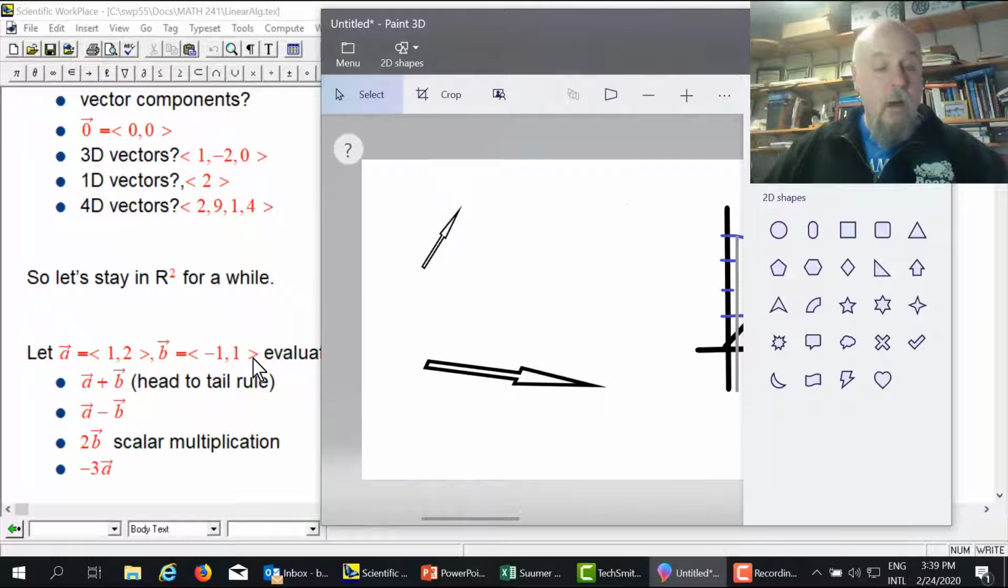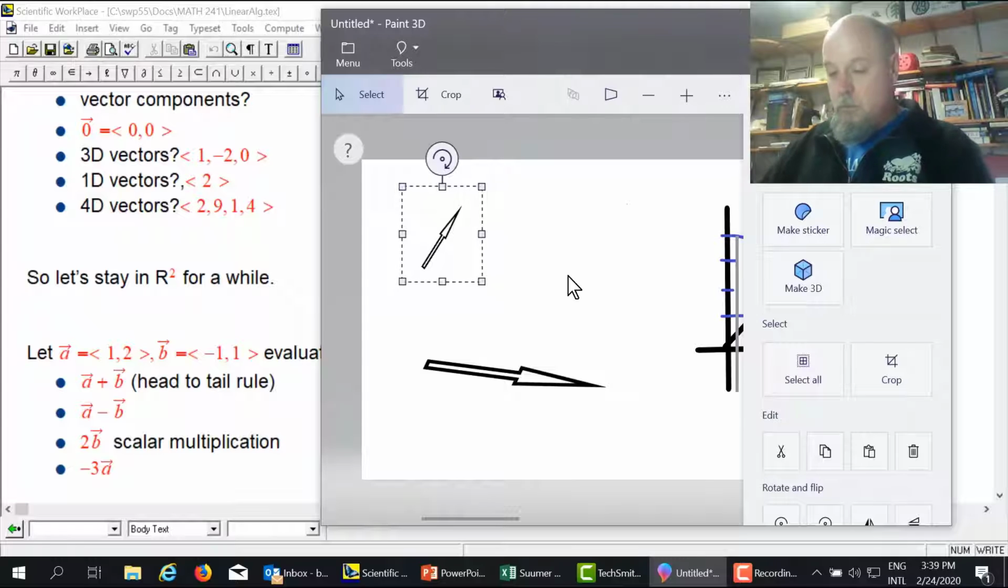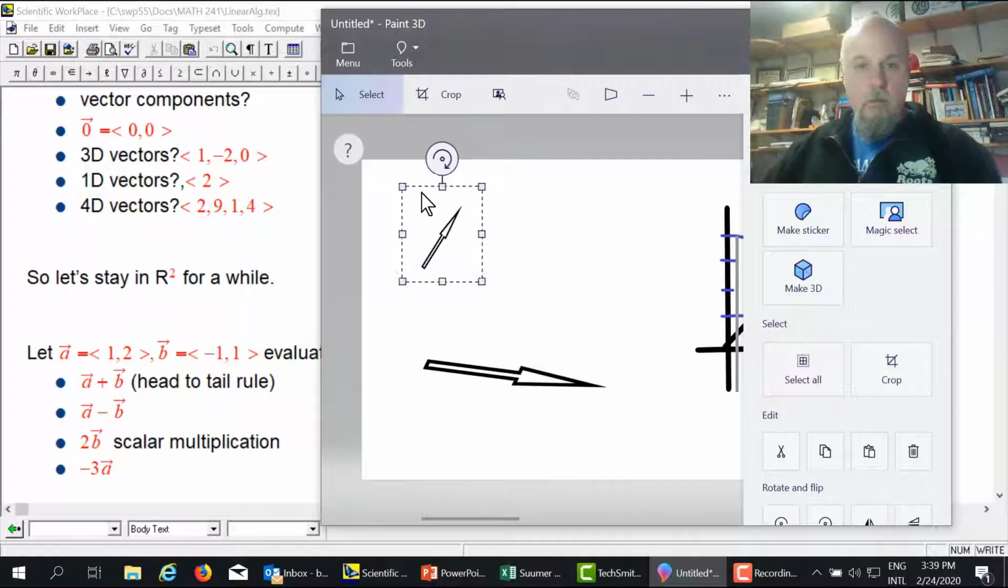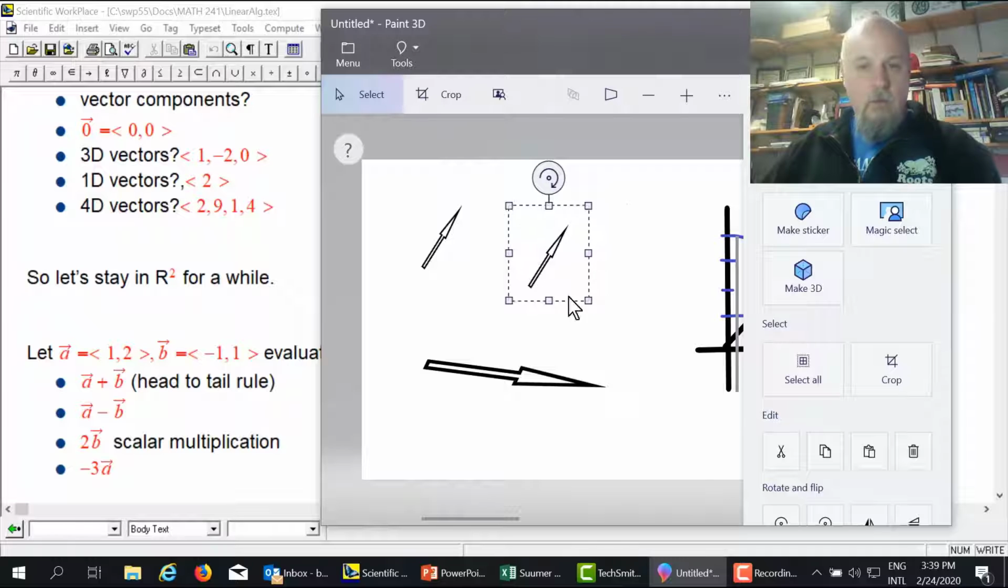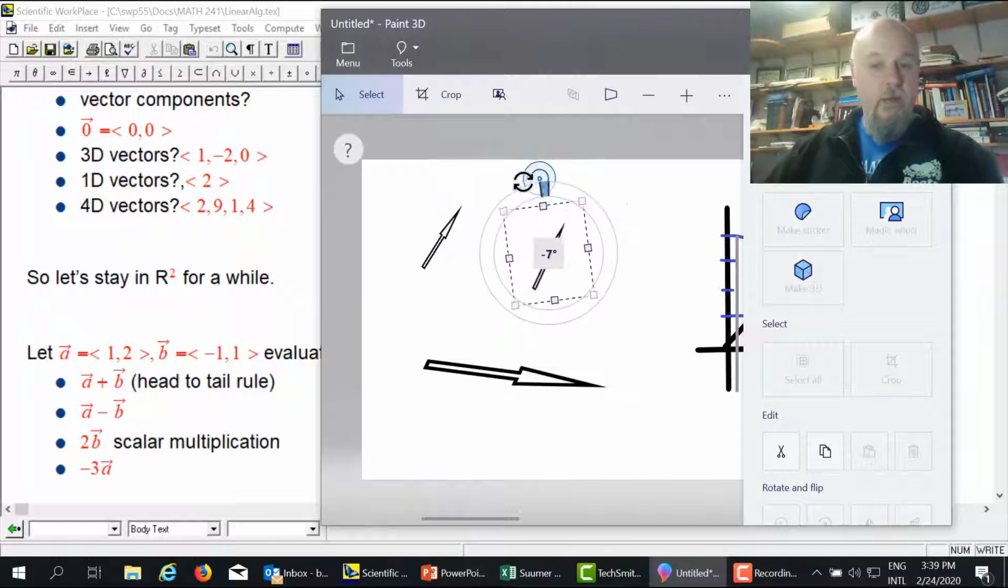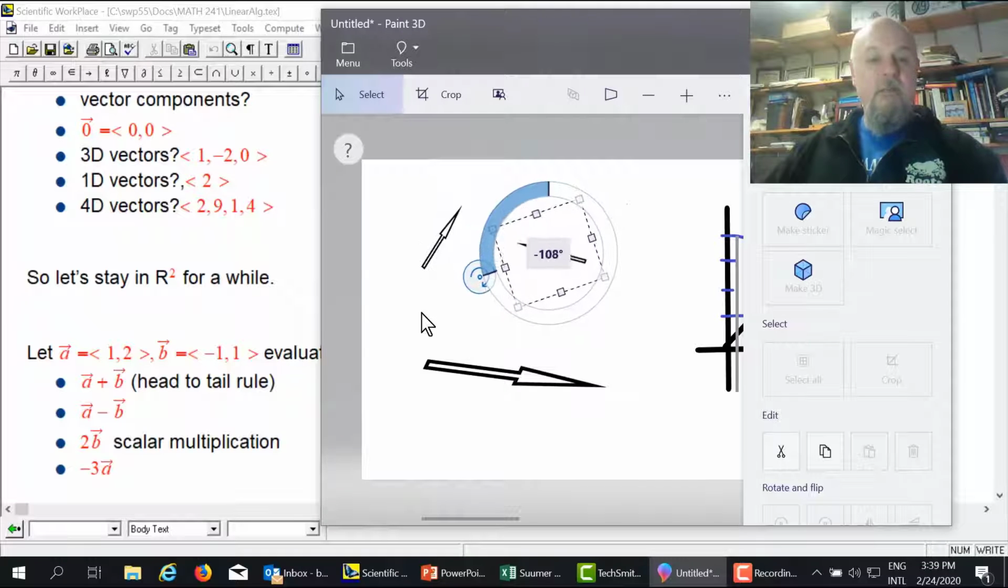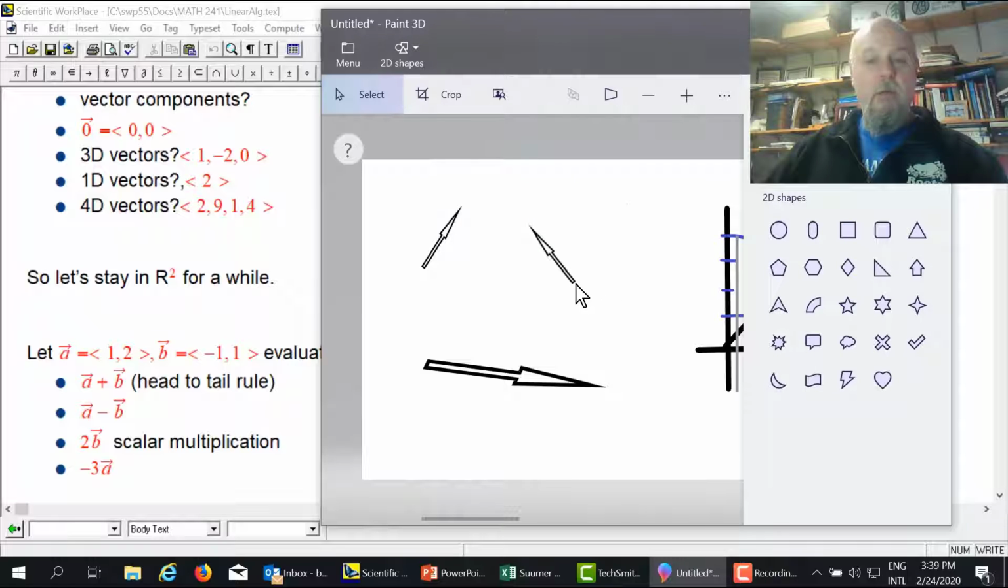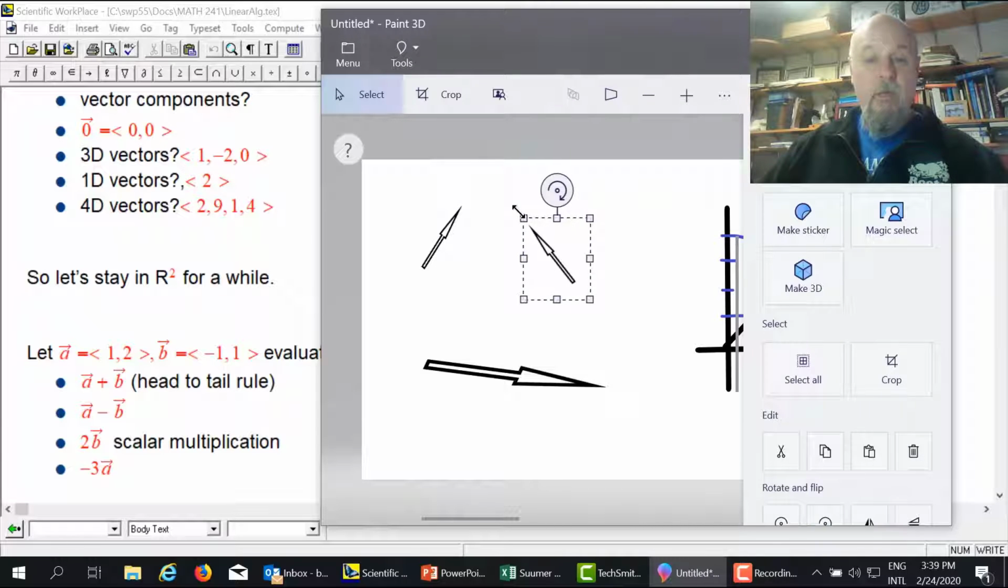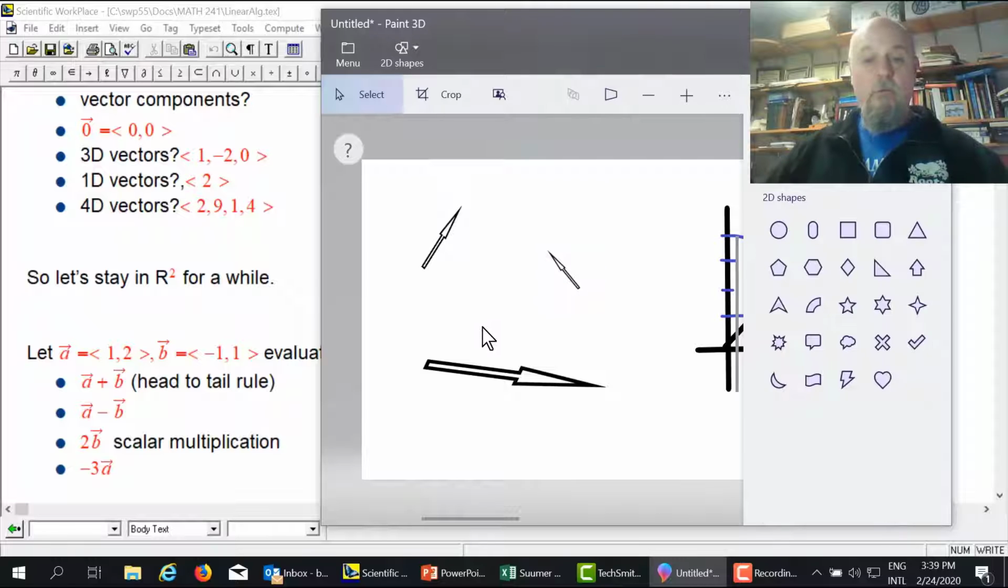This minus 1, 1 needs to be shorter. First let's spin it. It needs to go this way 1 and up 1, so it should be at like a 45-degree angle. Back 1 for the minus 1 and up 1. And it needs to be shorter, because it's only supposed to be root 2 long. So here's vector A, and here's vector B.